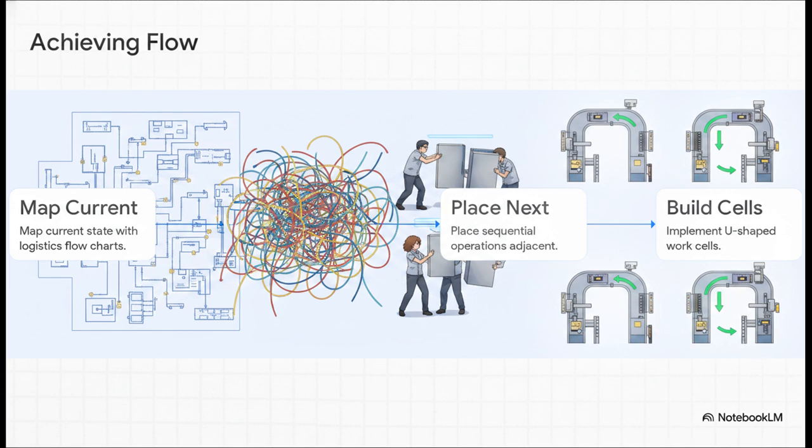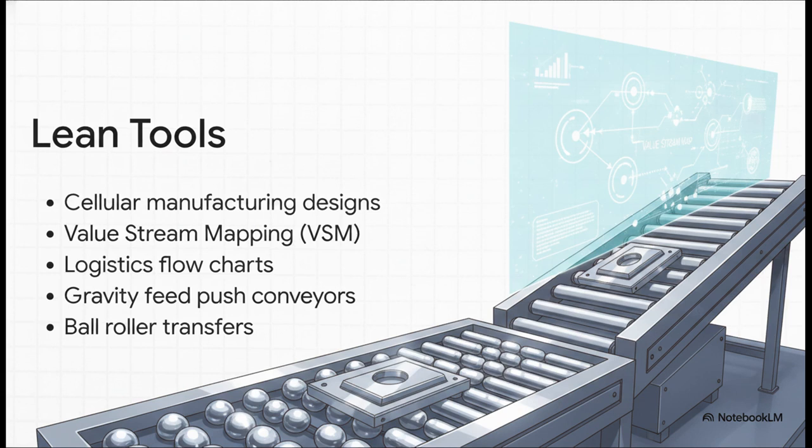Step 3, execute the control strategy. Break up those old entrenched departments and physically unbolt and move sequential operations right next to each other. And finally, Step 4, refine those adjacent stations into highly efficient U-shaped work cells. To support this transition, you really need to leverage essential resource tools like cellular manufacturing designs and logistics flowcharts. You can also utilize value stream mapping to formally identify all those activities that just don't add value.